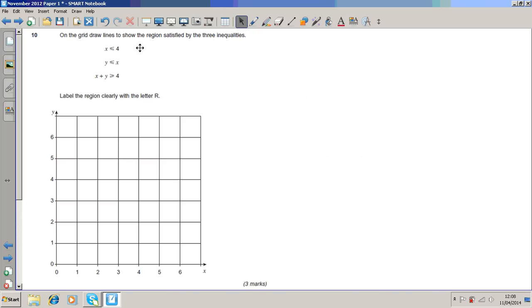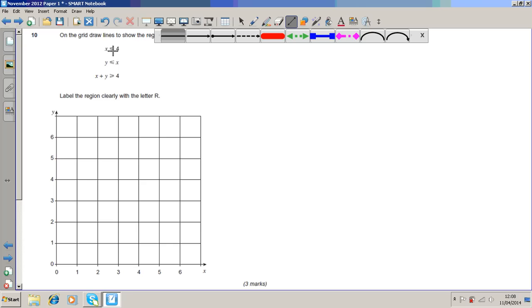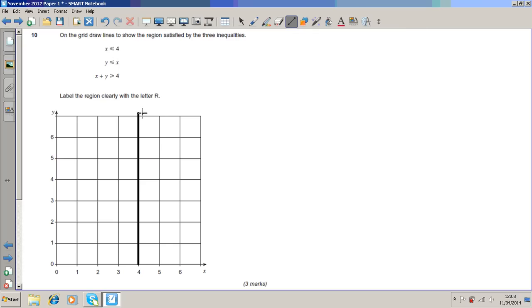Number 10, on the grid draw lines to show the regions satisfied by the three inequalities. So your first job is to draw them lines in. Now they're all equal to. If they weren't equal to, then we'd have dotted lines, but they're all equal to. So we draw x equals 4. Well, x equals 4 is there. y equals x is the 45 degree diagonal there. And x plus y equals 4. To do that, we join 4 to 4 like that.